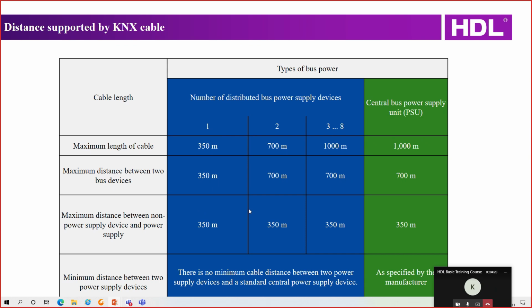There is no minimum cable distance between two power supply devices and the standard central power supply device. So if the length is too long, you have to add another power supply so that it can reach as long as 1 kilometer.